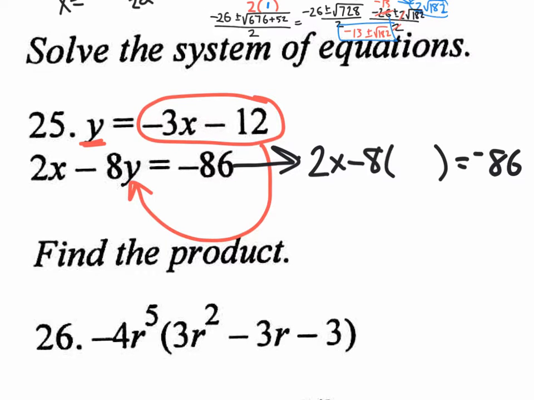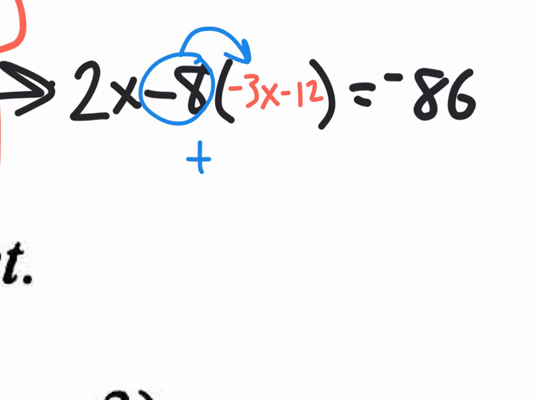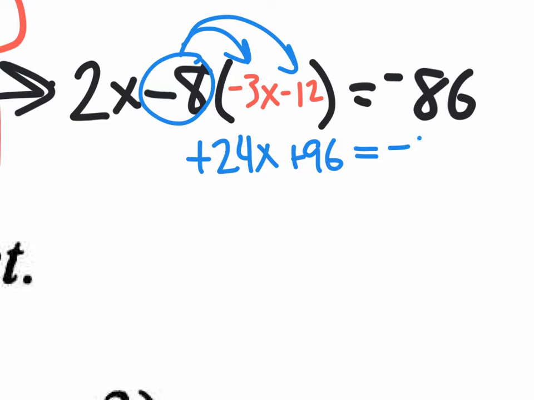The only thing I have to do now is to take that negative 3x minus 12 and plug it right into the y spot, which is why I left parentheses right there. So in these parentheses, let me plug in a negative 3x minus 12, and let me zoom in on that. I want to plug in the negative 3x minus 12 right in there. And now from there, I'm going to distribute negative 8 times negative 3, that's positive 24, with an x. Negative 8 times negative 12, that's positive 96. We still have the equal sign, the negative 86.